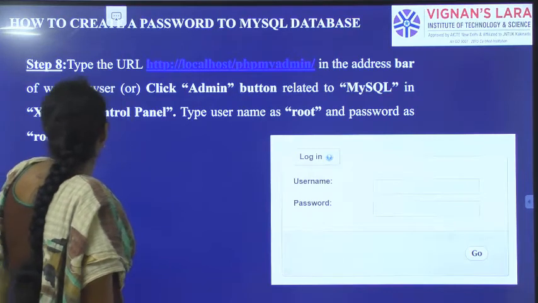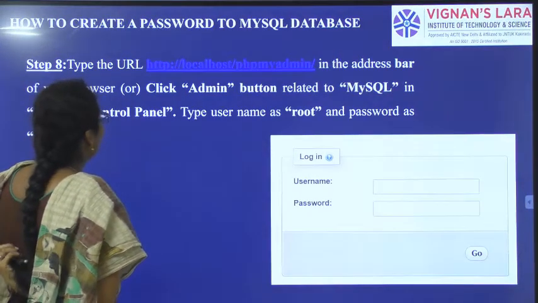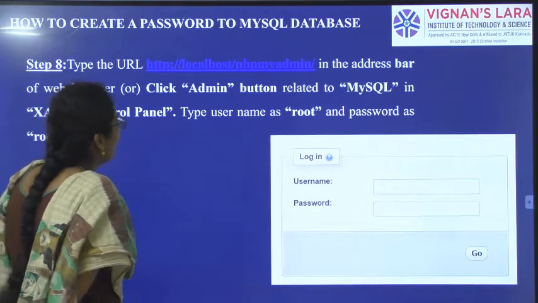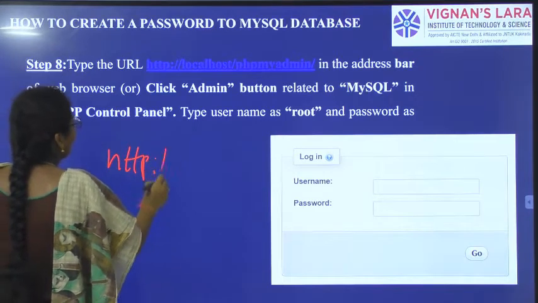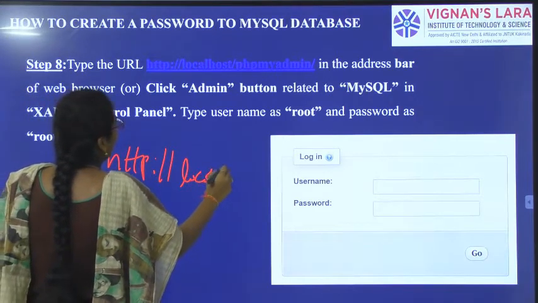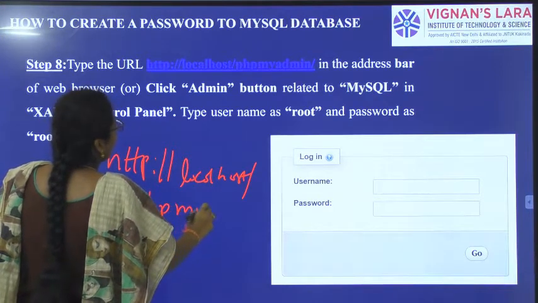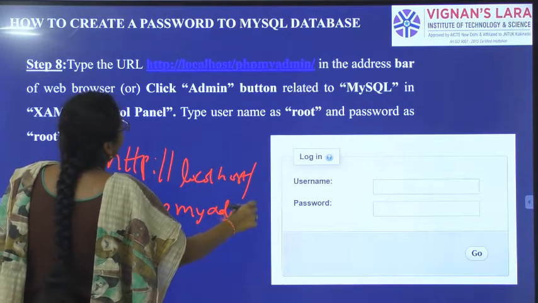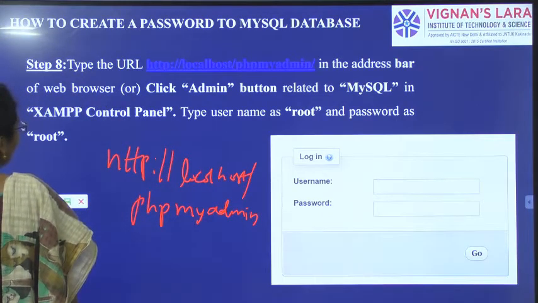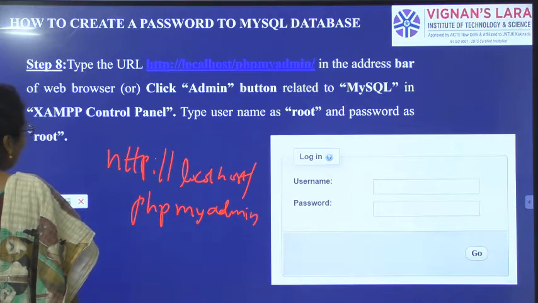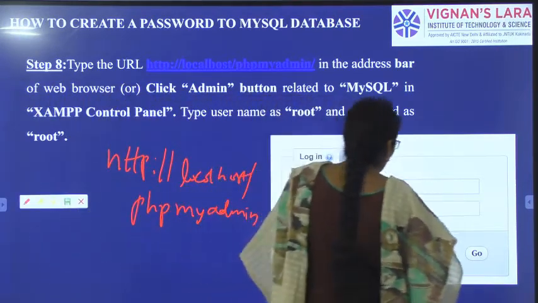Then see how you can open using the password. You can log in. Type the URL http localhost phpMyAdmin. If you type this URL in the address bar of web browser, click on the admin button related to MySQL in XAMPP control panel. Then type the username as root and password as root and click on the go button.